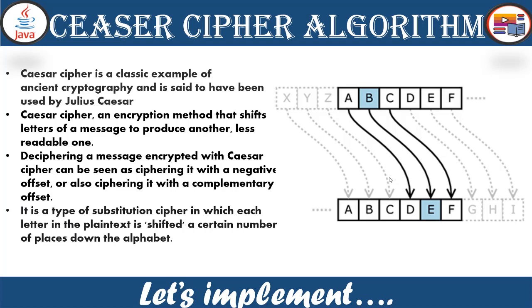Caesar cipher is a classic example of an ancient cryptography algorithm and is said to have been used by Julius Caesar. It is an encryption and decryption method that shifts the letters of a message to produce another, less readable one. Deciphering a message encrypted with Caesar cipher can be seen as ciphering it with a negative offset, or also ciphering it with a complementary offset. It is a type of substitution cipher in which each letter in the plain text is shifted a certain number of places down the alphabet.